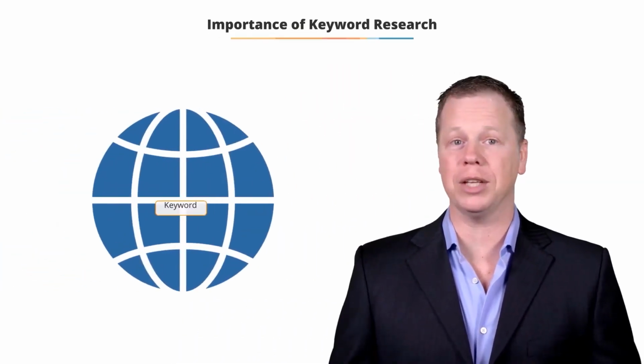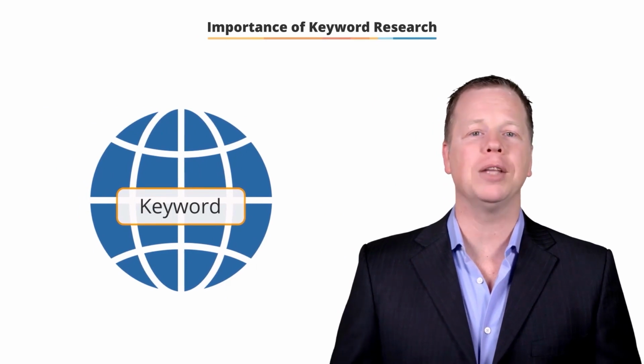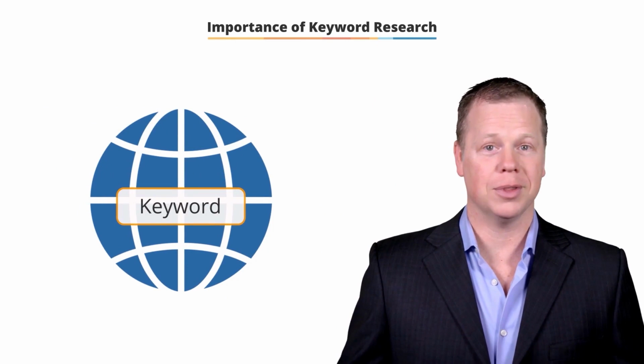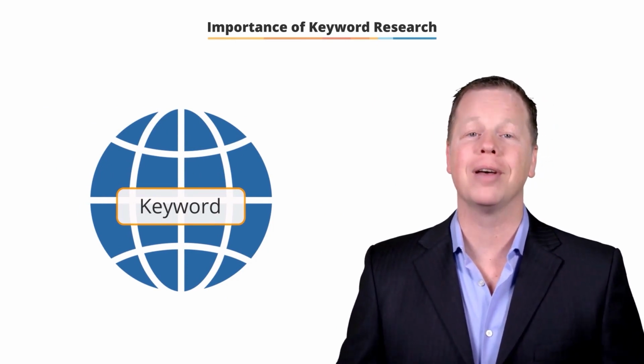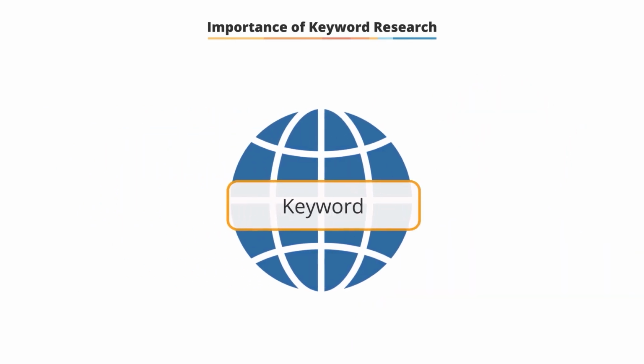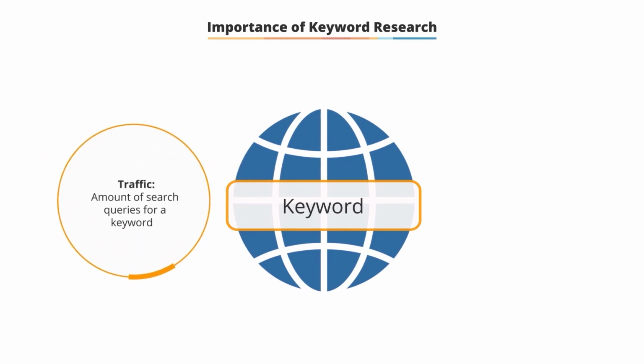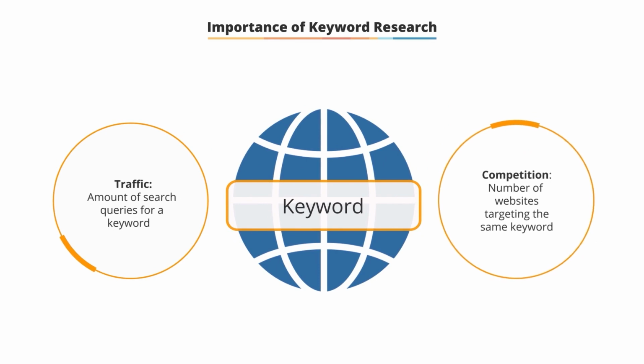Every search that you perform using a search engine is based on keywords. People enter keywords to find useful information as they have learned that search provides answers fast. While selecting keywords, there are two important factors to consider: keyword traffic and competition. Keyword traffic is the amount of search queries recorded against a keyword. Competition is the number of websites targeting that same keyword.